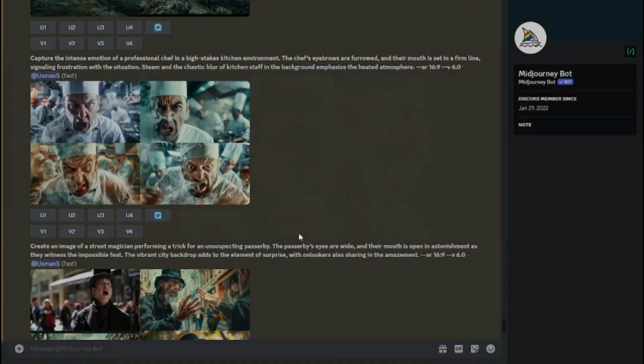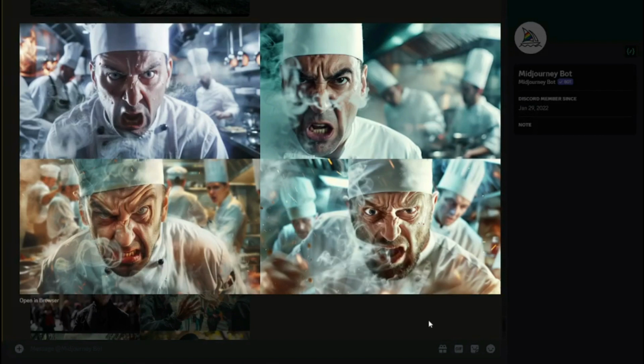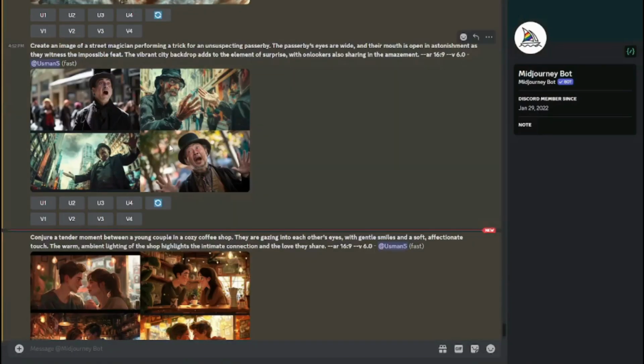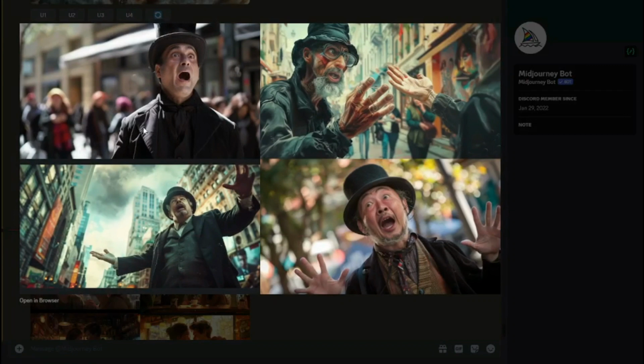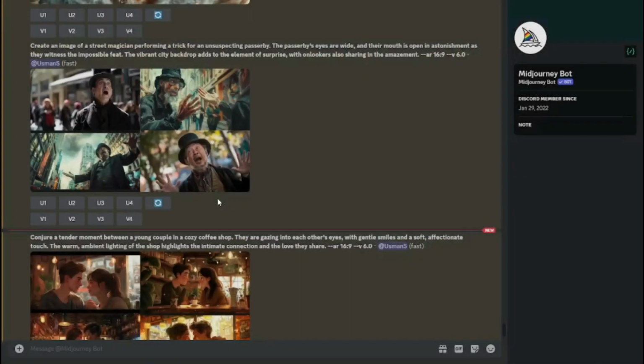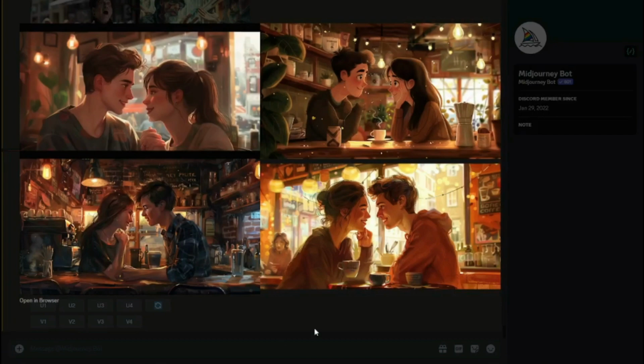Then we have anger. For the anger, we have an intense emotion of a professional chef in a high-stakes kitchen environment. This is really to the point. Then we have surprise: an image of a street magician performing a trick for an unsuspecting passerby. This looks good, especially the first and the last one. And for the love. Okay, all right, guys, so there you have it.